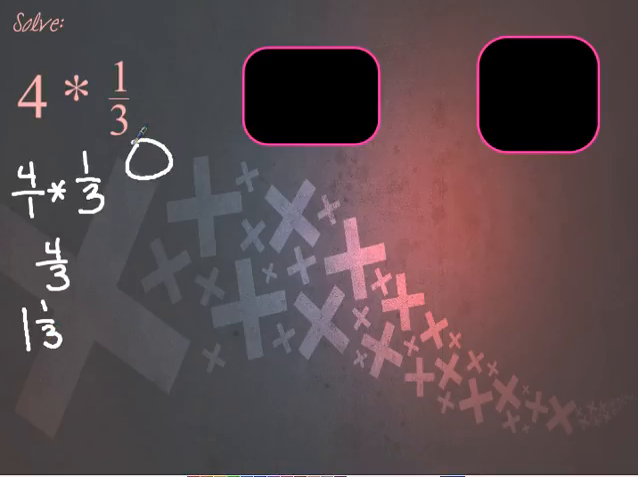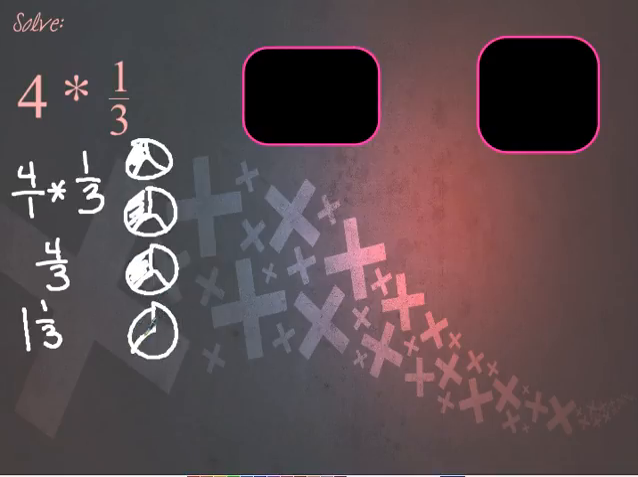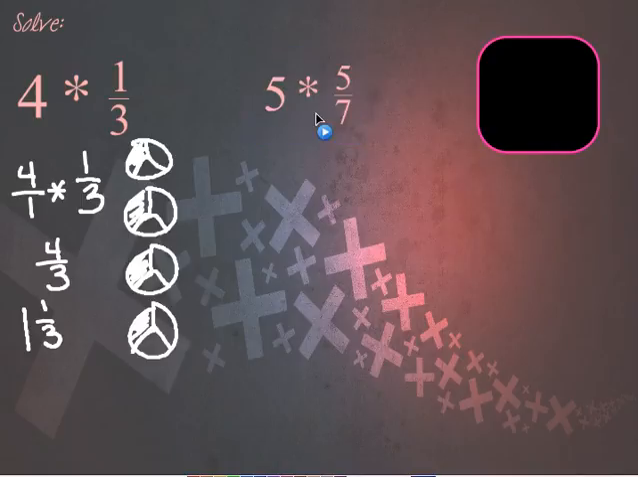Again, if I look at it this way, if I take and break these into thirds, so here's 1, 2, 3, 4. So 4 groups taking 1/3 out of each. That gives me 4/3, which would be 1 whole group plus 1/3 left over. All right, let's take a look at the next one.